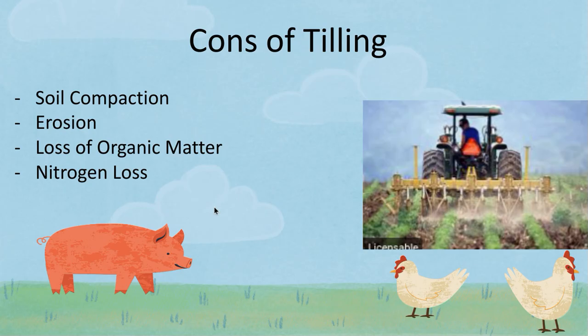Loss of organic matter. Tilling can potentially disrupt the natural food web of soil, which can cause organic matter to decay at a quicker rate than plants can utilize it. Lastly, nitrogen loss. During the process of tilling, nitrogen is taken from the soil, especially when this occurs in the winter.